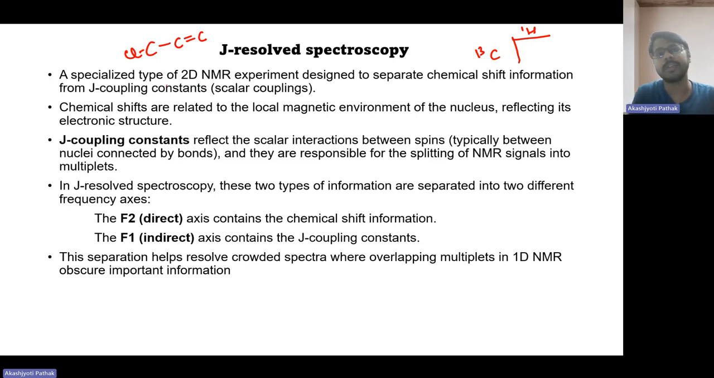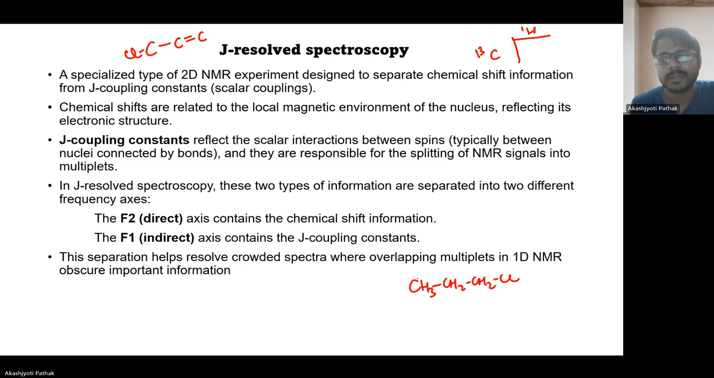We had learned the various factors which determine the chemical shift of a particular nucleus, right? So the chemical shift gives us the information of the local magnetic environment of the nucleus. And the J coupling constant reflects the scalar interactions between spins, typically between nuclei connected by bonds, and they are responsible for splitting of the NMR signals into multiplets, like we were seeing just now in the example of CH3, CH2, CH2Cl.